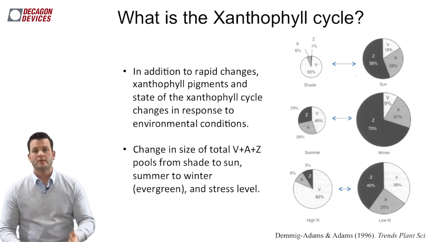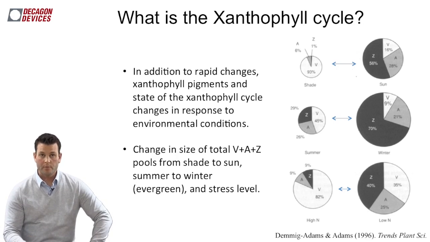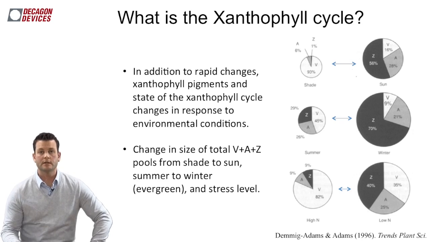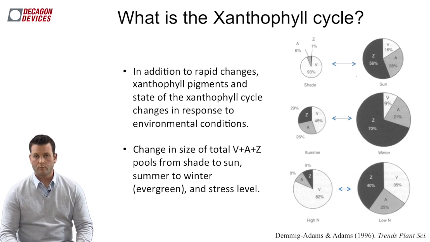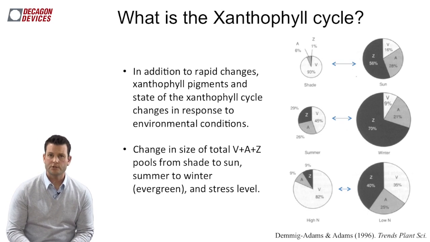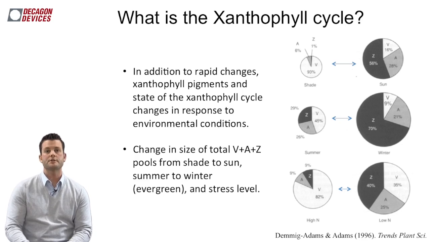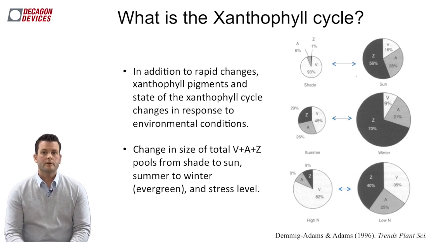So I'll just step you through this here. At the top, we are comparing shaded leaves on the left to sunlit leaves on the right. And you can see that in sunlit leaves, the total pool size is much larger than in shade leaves. As you would expect, in sun leaves, there's more demand for photoprotection than in the shade leaves. The other thing to note here is the proportions of each of the xanthophylls.